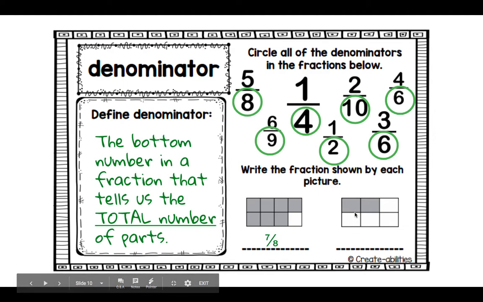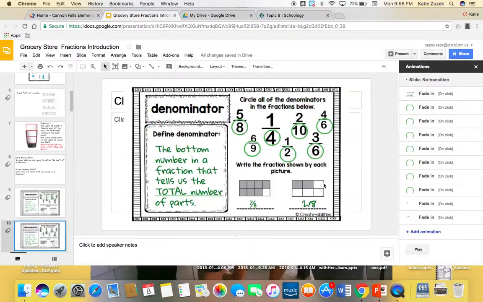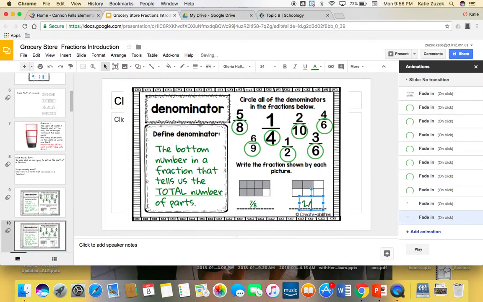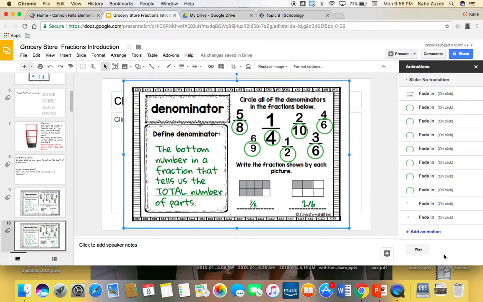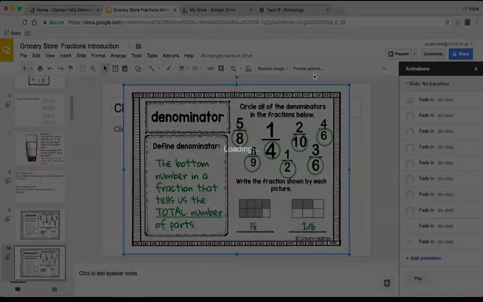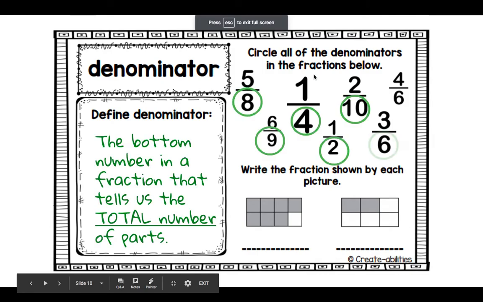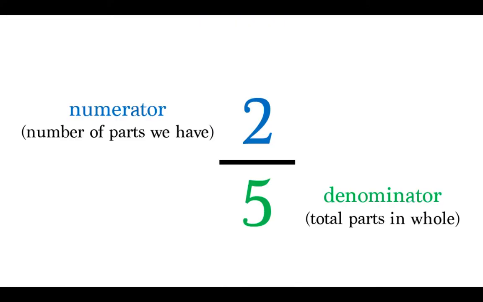For the next one, write that quickly on your own. There are 2 parts shaded in out of 6, so this would be 2/6, which is, whoopsies, oh my goodness, I have another typo there. I wrote 2/8, 2/6, 2 out of 6. Okay. That's my denominator. Hopefully I'm done with typos here. And to see them together, we have the numerator on the top. That's the number of parts that we have. And then we have our denominator, which is our total parts in the whole, or of the whole.